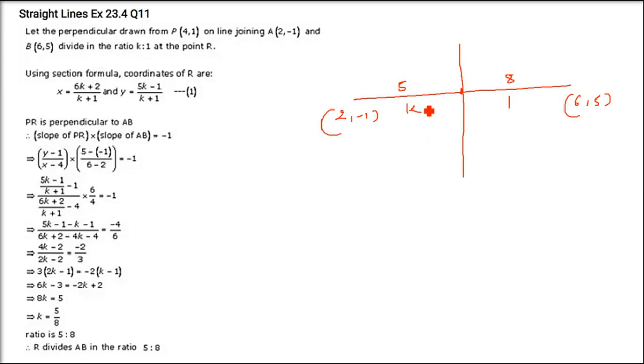And the slope is already known. How is the slope known of the original line? From 2, minus 1 and 6, 5. So the slope of the other line will be m2, with m1 m2 equals minus 1. So what is the original slope? 5 minus of minus 1 divided by 6 minus 2. So this will be 3 by 4. m2 we don't know.